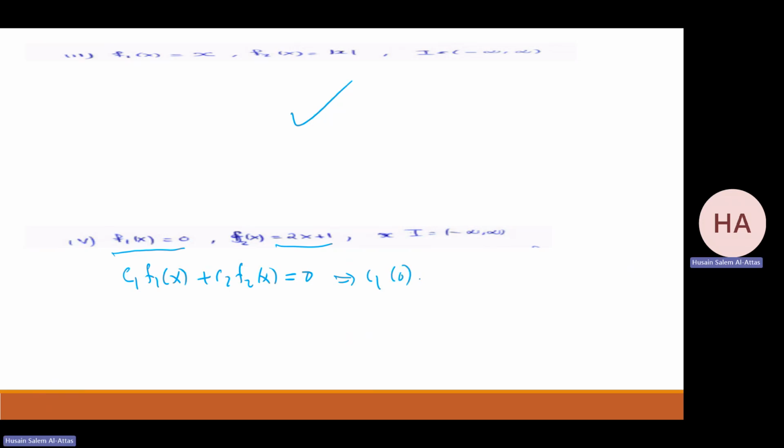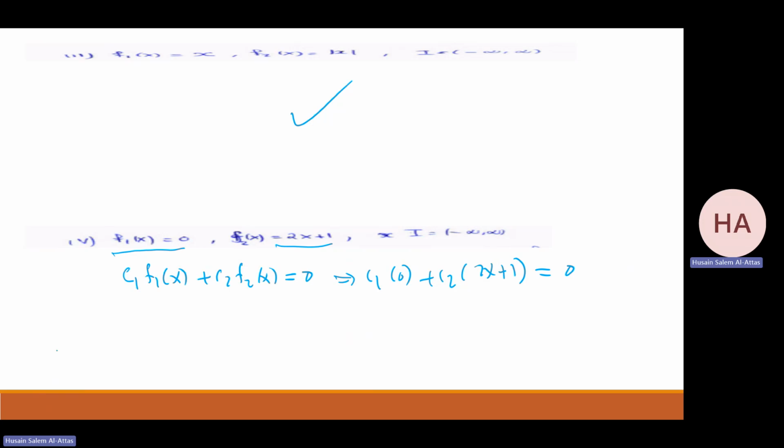X and absolute value of x we did before. 0 to x plus 1. If I have 0, then for sure, if you have a function 0 with any selection of functions, for sure it will be linearly dependent. Because why? I can do it two ways. C1 F1 plus C2 F2 equals 0. So I have C1 times 0 plus C2 times 2x plus 1 equals 0.